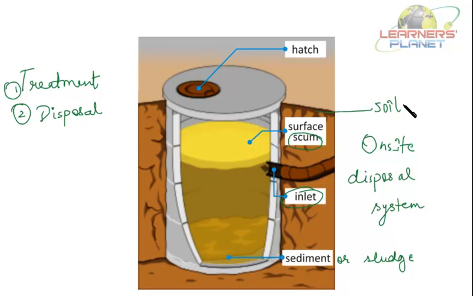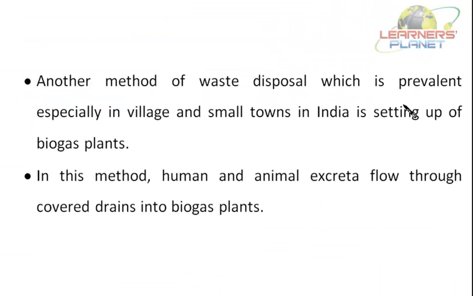Other than this method of on-site disposal, there is another method of waste disposal which is prevalent especially in villages and small towns in India, and that is the setting up of biogas plants. In this method, human and animal excreta flow through covered drains into the biogas plants. This is how these biogas plants work. And what other thing happens in the biogas plants?